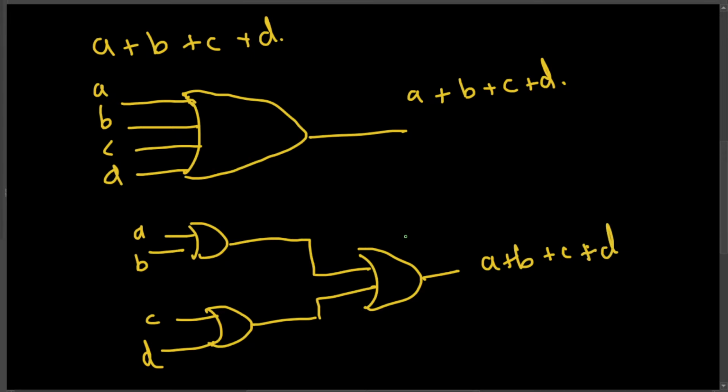The expression for this way you can express as a plus b plus c plus d. Still the same thing. Okay, now what is the advantage of this one over this, or this one over this? This one is faster compared to this, and this one is cheaper compared to this. Okay, so now we have seen this one. Now let's look at another example.